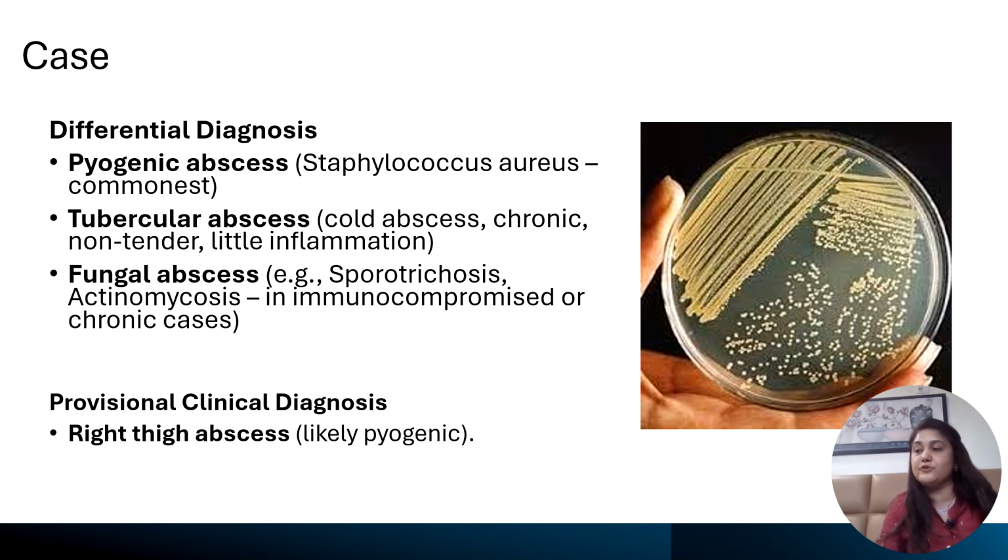Likely etiology is pyogenic. The most common cause is Staphylococcus aureus. If there is a diffuse swelling, one can also call it cellulitis. And when there is cellulitis, the etiological agent will differ from Staphylococcus aureus; it becomes group A beta hemolytic streptococci.